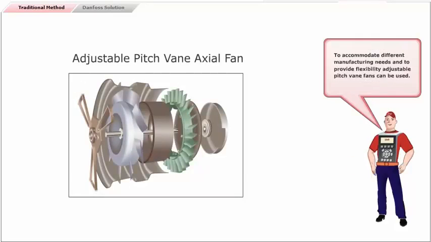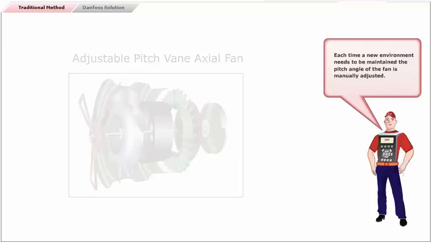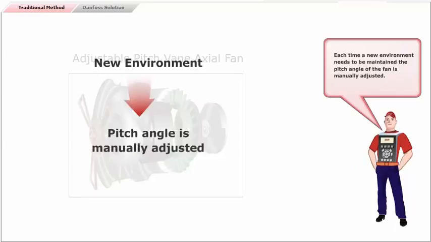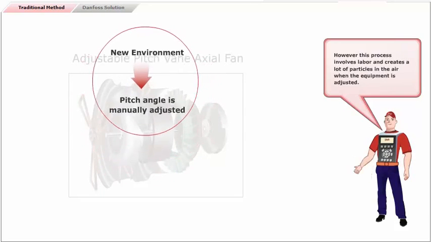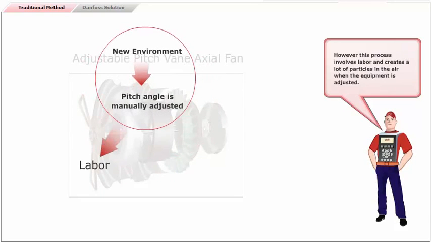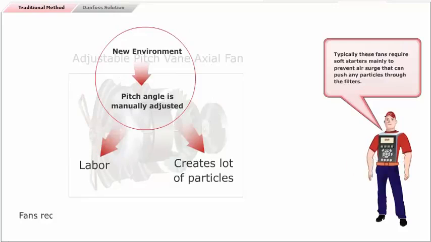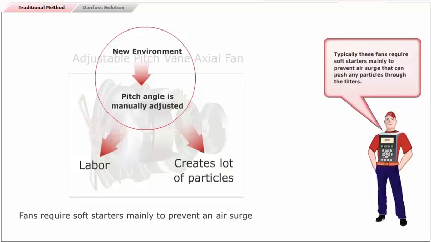To accommodate different manufacturing needs, and to provide flexibility, adjustable pitch vane fans can be used. Each time a new environment needs to be maintained, the pitch angle of the fan is manually adjusted. However, this process involves labor and creates a lot of particles in the air when the equipment is adjusted. Typically, these fans require soft starters, mainly to prevent air surge that can push any particles through the filters.